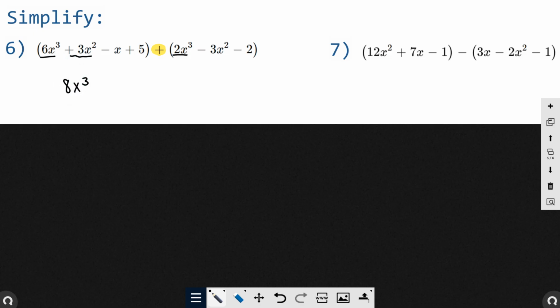So this 6x to the third could add with and make. Good. Then we have a 3x squared and a. They cancel out. Okay. Then I have an x term. Do I have any other x terms? No. So I just bring that one down. And then last I have a plus 5 and a. 5 minus 2 is 3. Now let's name it. It's a.